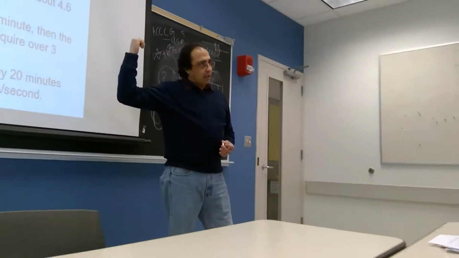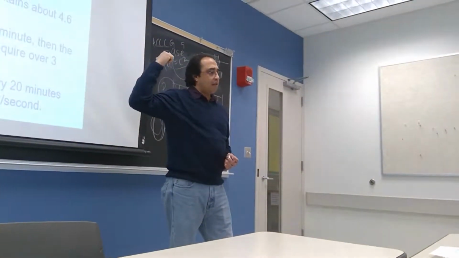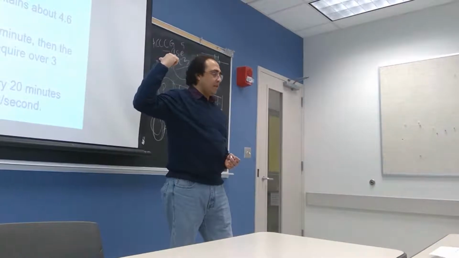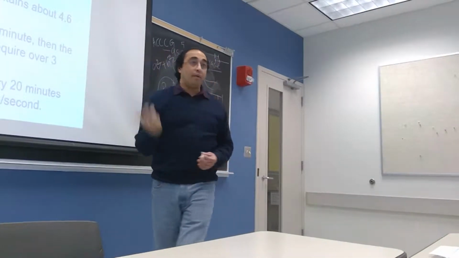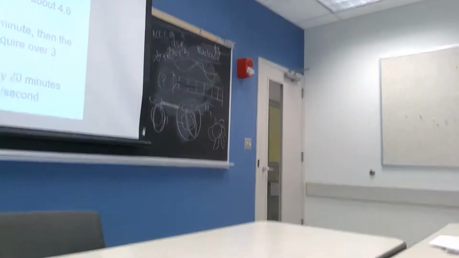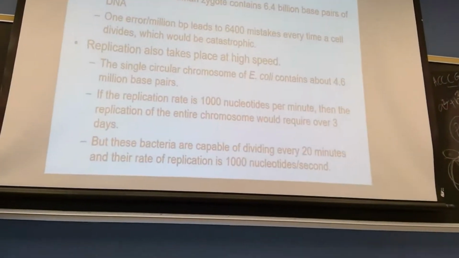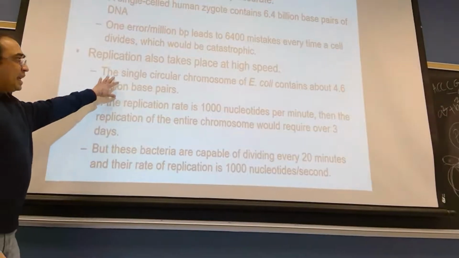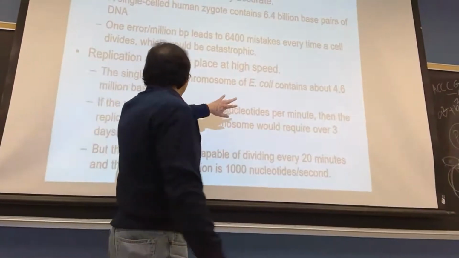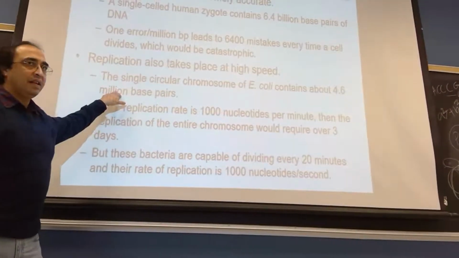If there were 6,400 mistakes there, can you imagine how big the difference would be? Probably there would be a new species, something like that. So replication should be extremely accurate. One example is that E. coli contains about 4.6 billion base pairs.